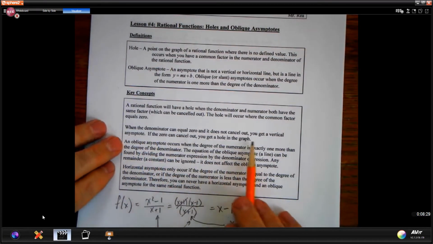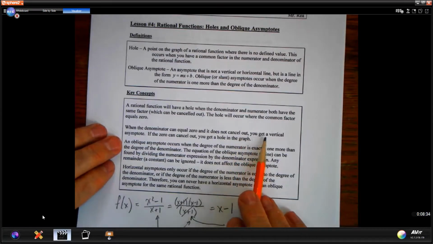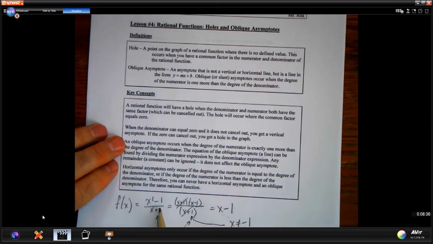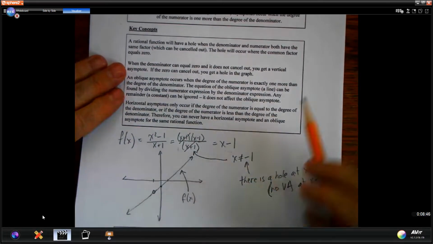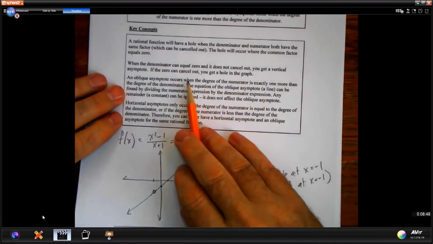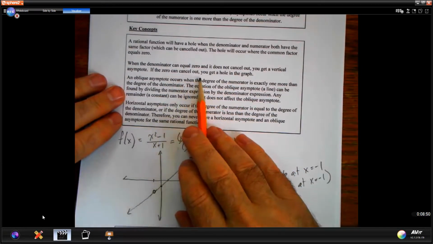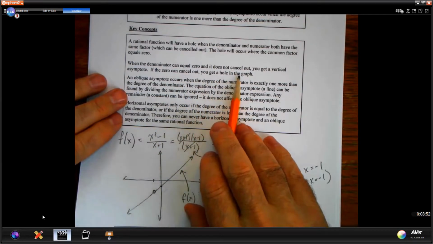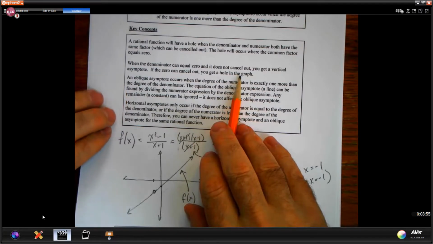So just to repeat what I've already said, when the denominator can equal 0 and it does not cancel out, you get a vertical asymptote. There could still be situations where you had another factor on the bottom that didn't get canceled out. In that case, you would still have a vertical asymptote. And you'll see that with our examples. If the 0 can cancel out, you get a hole in the graph. So canceling factors creates a hole.